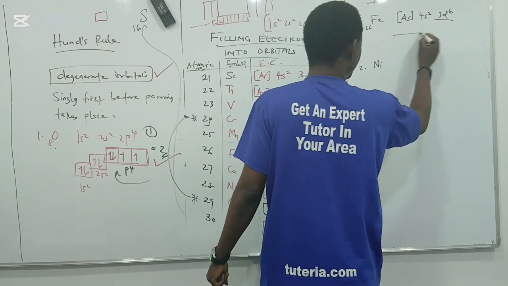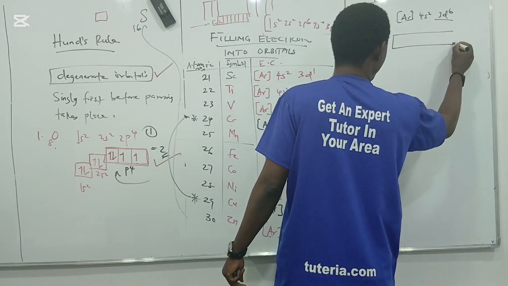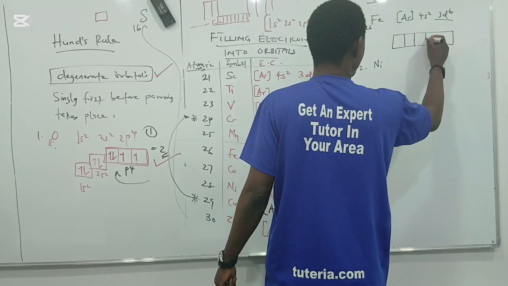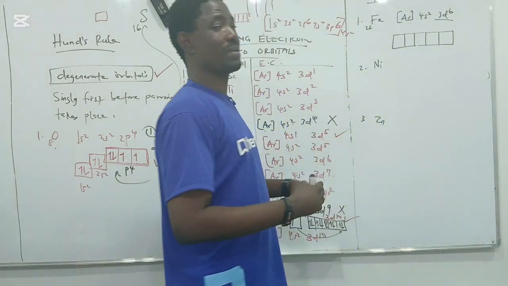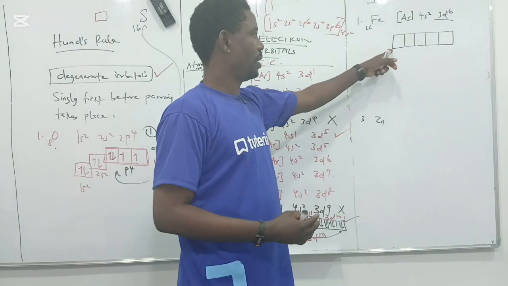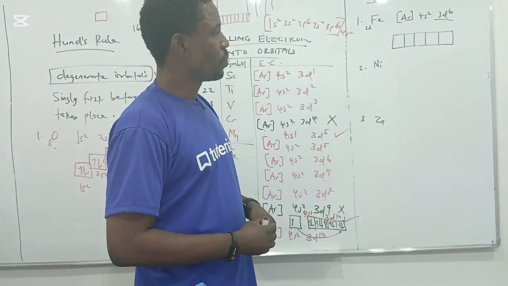So the d orbitals have 5 degeneracies. 1 2 3 4, we have 5 degenerate orbitals. Sometimes we call it a 5-fold system. Okay, so that is it. So 1 2 3 4 5.